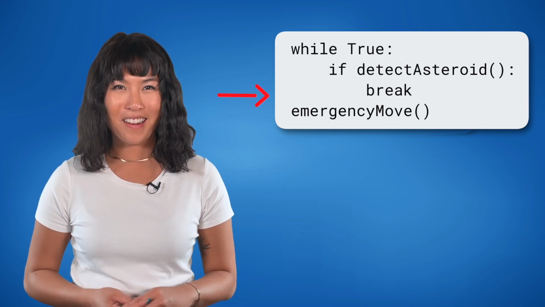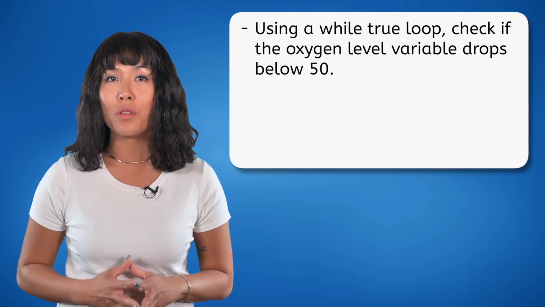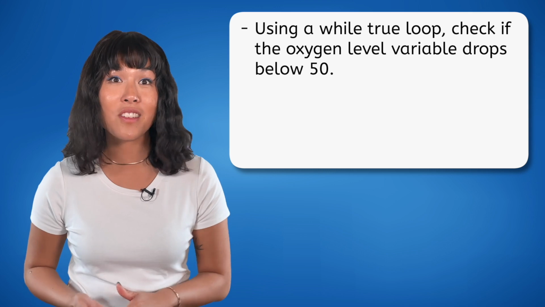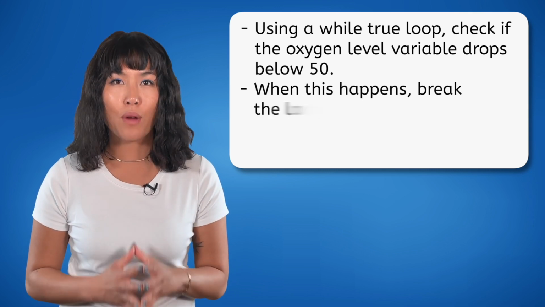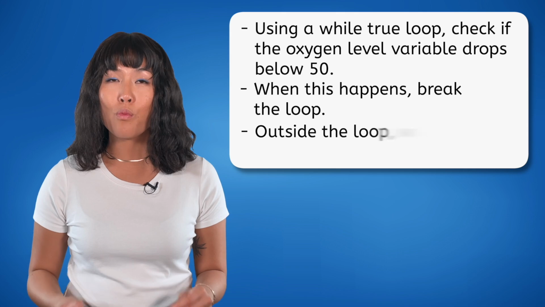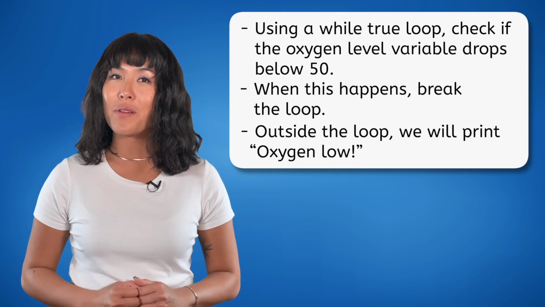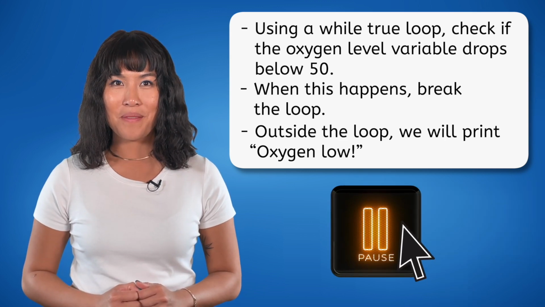Nice maneuver! Let's try another example. In this situation, we will do a while true loop, and inside the loop, we will check if a variable called oxygen level drops below 50. If this happens, we want to break the loop, and outside the loop, we want to print oxygen low. Pause the video here and give this a try in your guided notes.